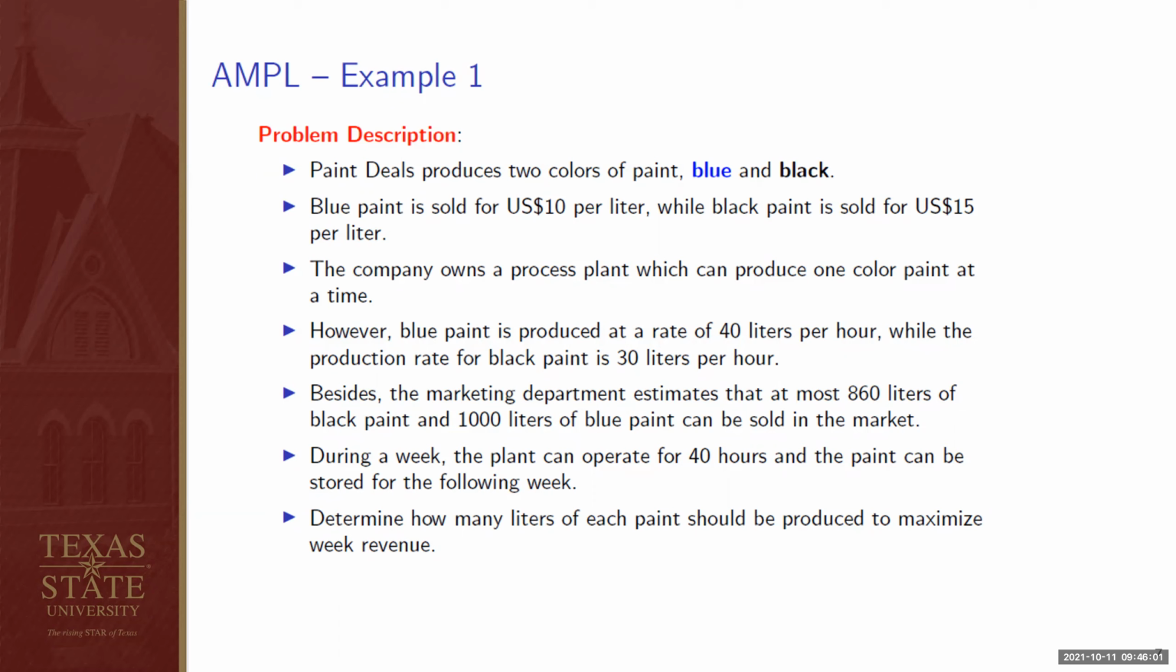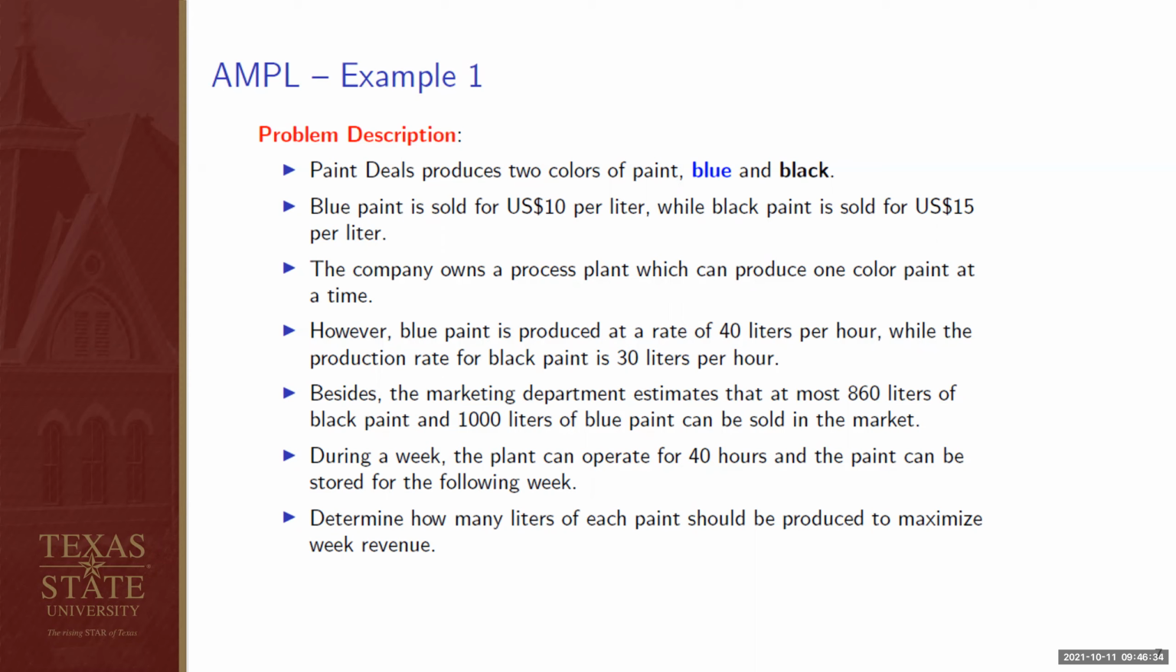However, blue paint is produced at a rate of 40 liters per hour, while the production rate for black paint is 30 liters per hour. Besides, the marketing department estimates that at most 860 liters of black paint and 1,000 liters of blue paint can be sold in the market. During a week, the plant can operate for 40 hours and the paint can be stored for the following week. Determine how many liters of each paint should be produced to maximize the weekly revenue.